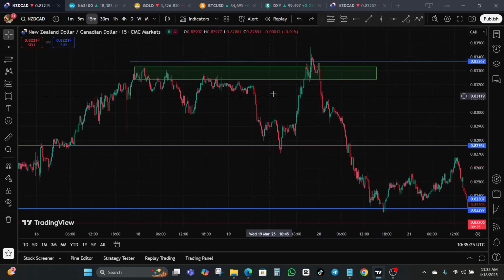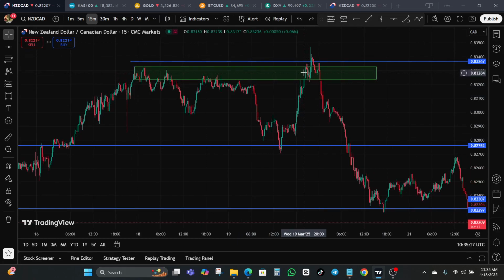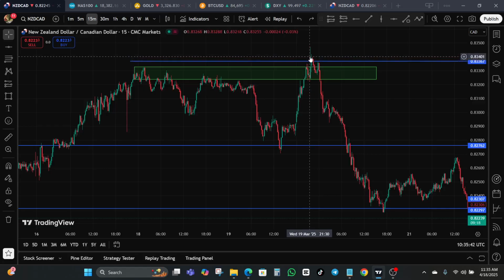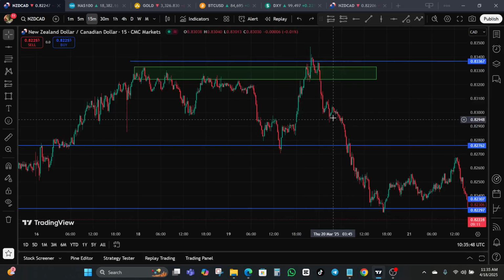So anybody that might have entered a sell here and set their stop loss above this point would have gotten swept out, would have gotten stopped out. So liquidity sweep is a situation whereby price goes beyond the zone, grabs liquidity from there, because people that might have set pending orders there, their orders would have gotten triggered. And then before you know it, price reverses back down, because some people might have set buy stop here.